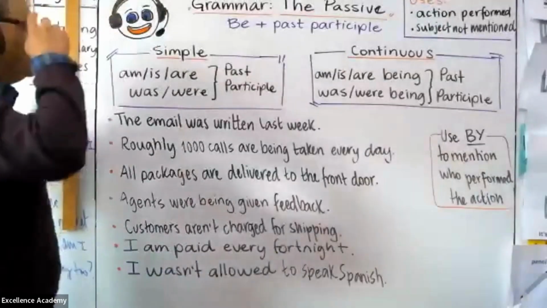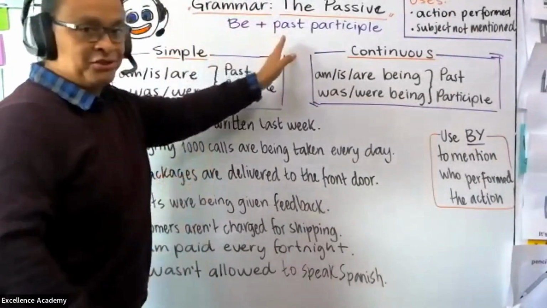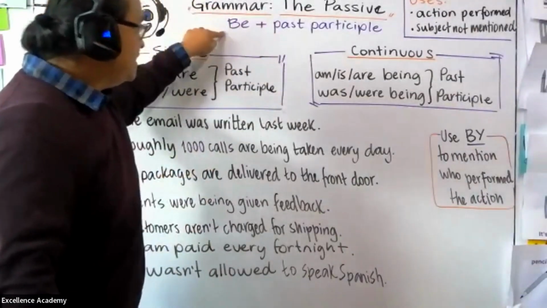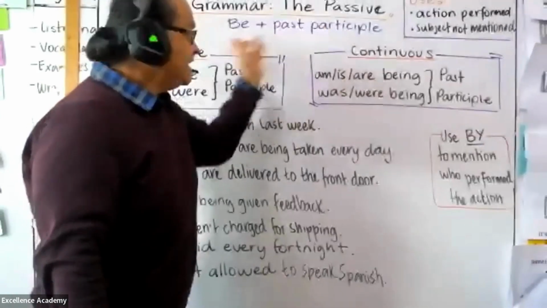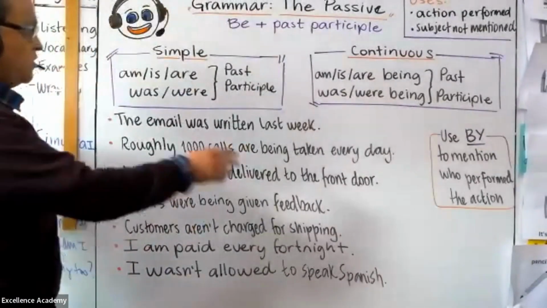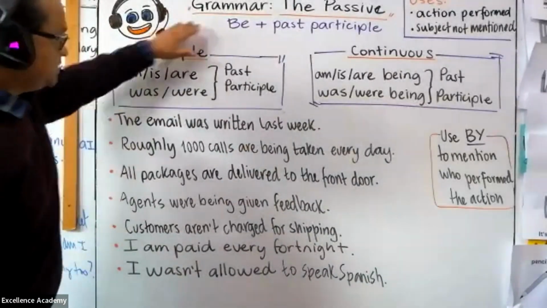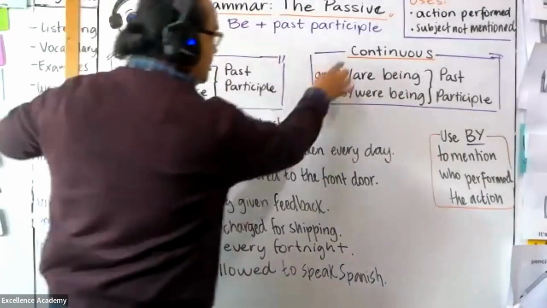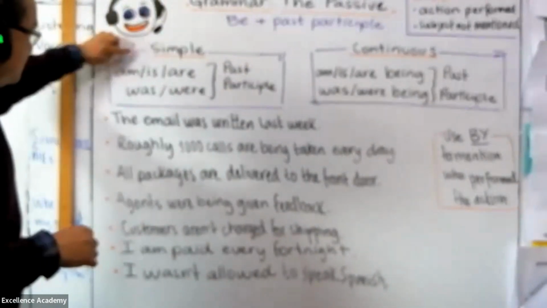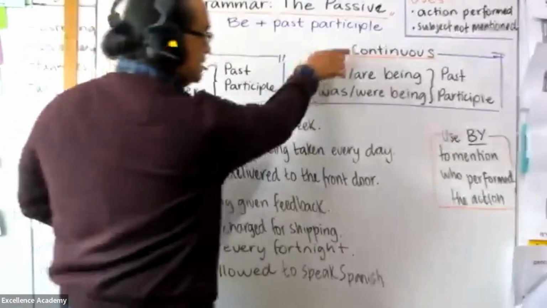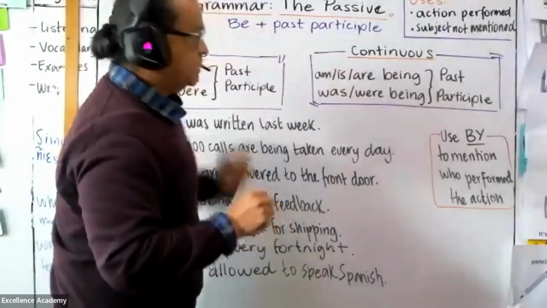So basically what you're going to have is this structure. These are the main constituents that we're going to use. We're going to have the verb be. This is very important. You're going to use the verb be and a past participle form of the verb. That's the main structure that we're going to use. I put the simple form and the continuous form separated. We have both the simple present form and the simple past form. In the continuous form, we have the present form and past form of the continuous structure.